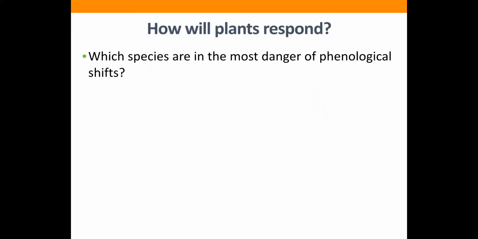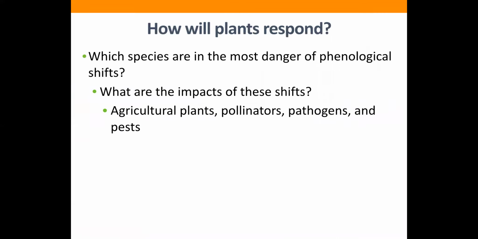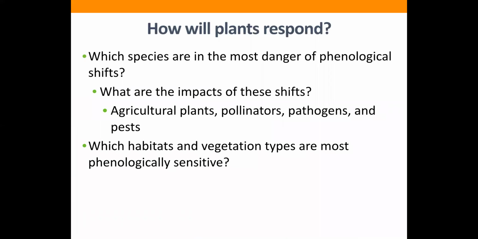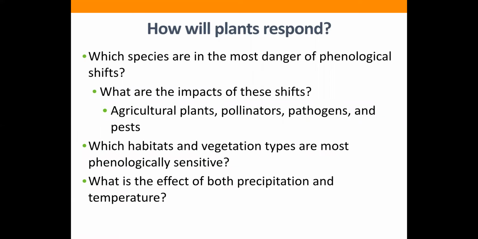We're interested in which species are in the most danger of phenological shifts. What are the impacts of those shifts, both in terms of agricultural plants, pollinators, pathogens, and pests? Which habitats and vegetation types are most phenologically sensitive? And what is the effect of precipitation and temperature on a plant's phenology?